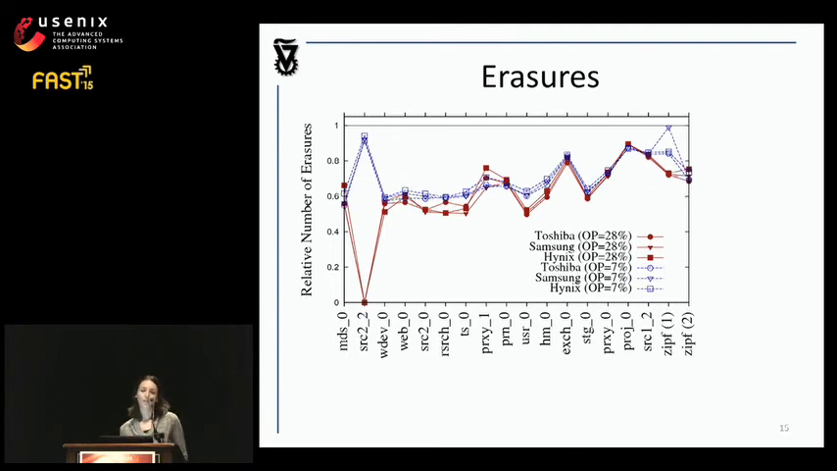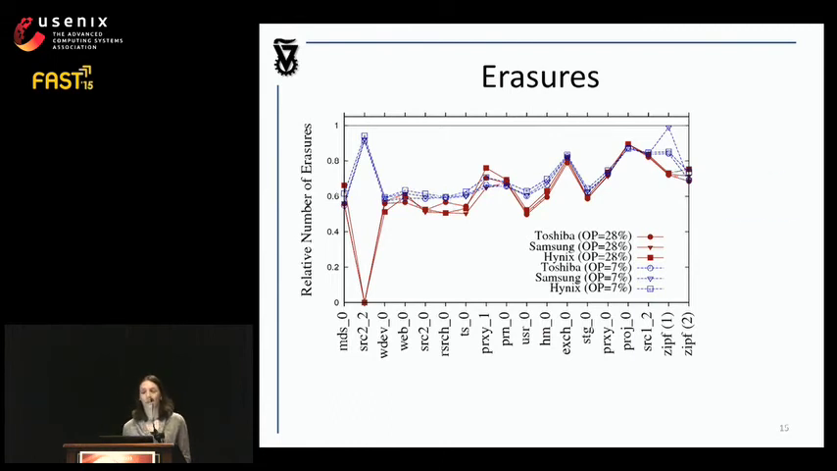The y-axis shows the relative number of erasures compared to a standard SSD. So 1 would be exactly the same, and lower is better. We have 2 colors of lines here. The red ones are for the enterprise class SSDs. They will have higher over-provisioning values. And the blue ones are for consumer class SSDs that have much lower over-provisioning values.